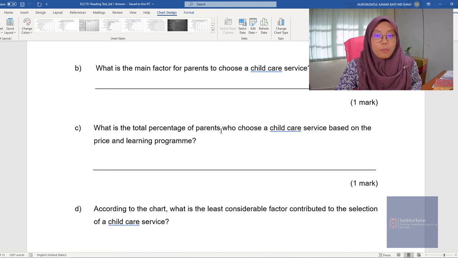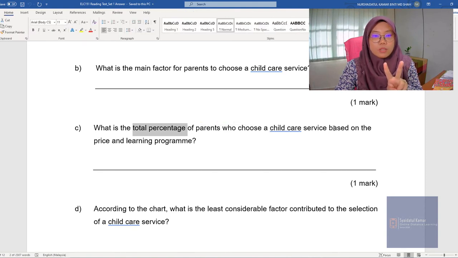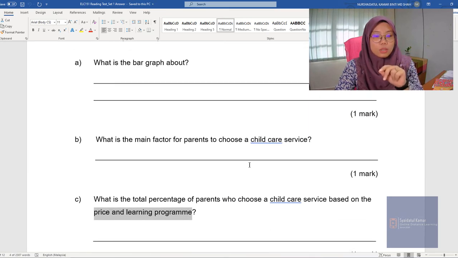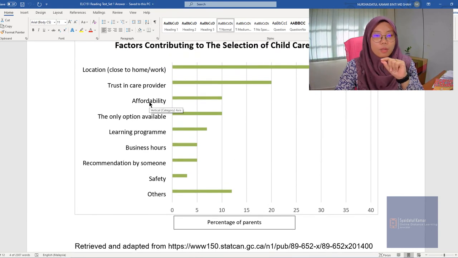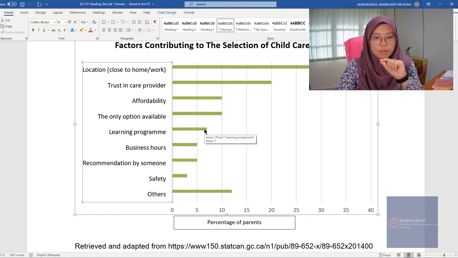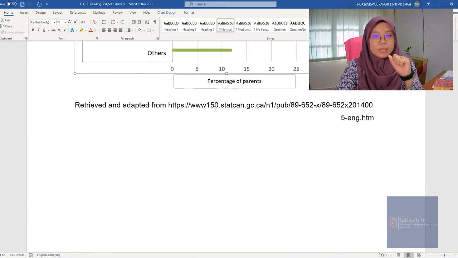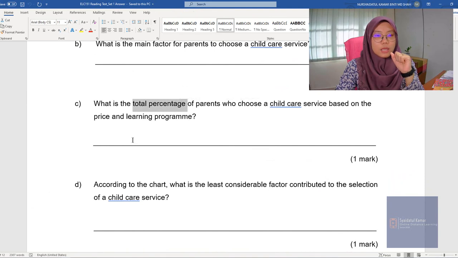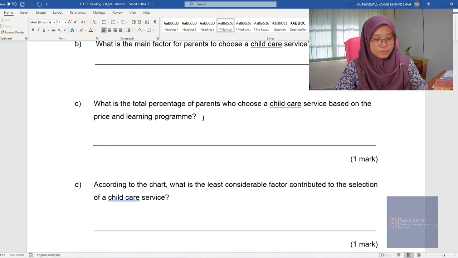And question C, what is the total percentage of parents who chose a childcare service based on the price and learning program? So we want the total. Price is affordability, over here, that is 10%. What about learning program? Learning program is about 7%. So learning program 7 plus affordability 10 equals 17%. So your answer here, the total percentage has to be 17%. I wrote the answer here, 17%.